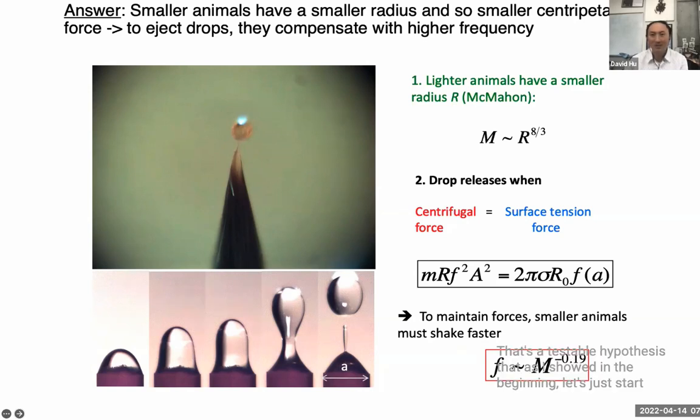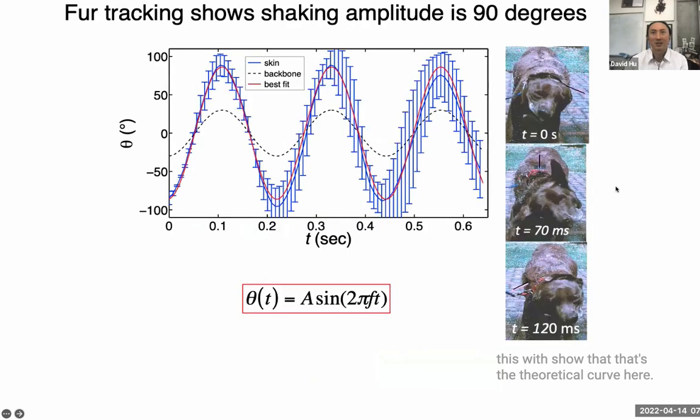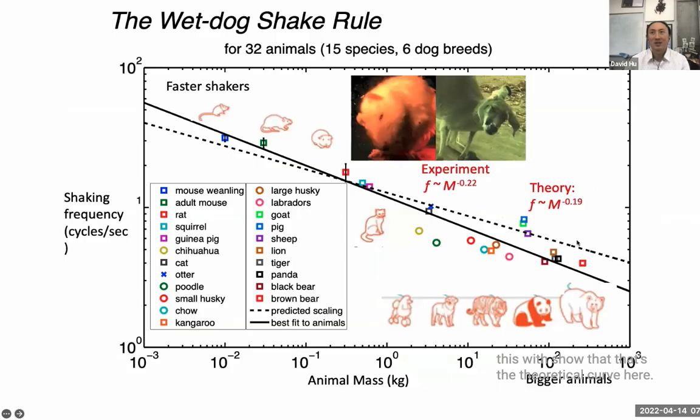That's a testable hypothesis that, as I showed in the beginning, let's go back. It shows that this is the theoretical curve here. And without any free parameters, just by doing experiments with my wife's poodle's fur on that spinning device, we're able to basically understand that smaller animals have to shake faster because they have a smaller radius. To compensate for their smaller radius, they basically have to increase their frequency to exceed the minimal force that it takes to remove the drop.